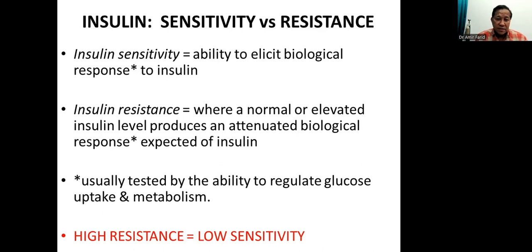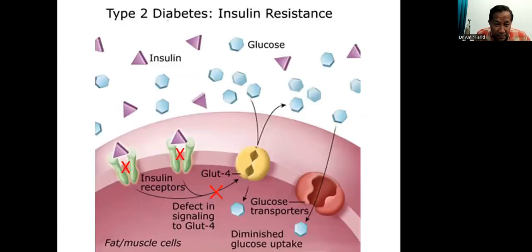So when we talk about insulin sensitivity, it is the reverse of insulin resistance. In other words, high sensitivity equals low resistance, or high resistance equals low sensitivity. But most of the time, you will be mentioning insulin resistance instead of insulin sensitivity, because the problem is resistance or low sensitivity. For example, type 2 diabetes is a disease of insulin resistance or very low sensitivity.